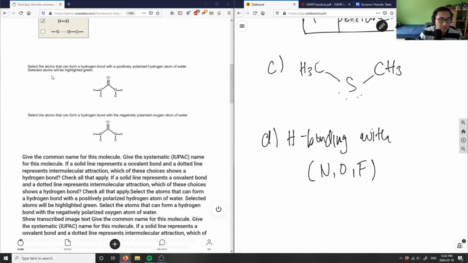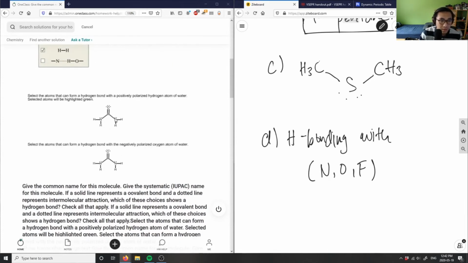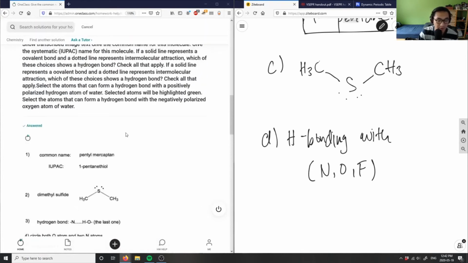And finally, these 2 are asking us to select the atoms that can form a hydrogen bond with a positively polarized hydrogen atom of water. Select hydrogens will be green here. So the atoms that can form a hydrogen bond are these hydrogens here: 1, 2, 3, and 4. So these 4 hydrogens can form a hydrogen bond. And this says circle both the O atom and 2 N atoms. The oxygen here actually cannot hydrogen bond because I don't have a hydrogen here, right? This is a fully saturated bond. So when they said circle O, it's actually not correct. Only the nitrogen atoms can actually hydrogen bond.